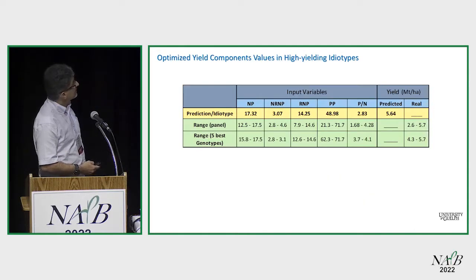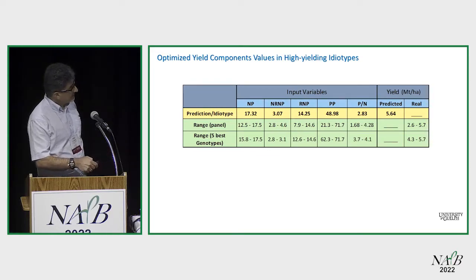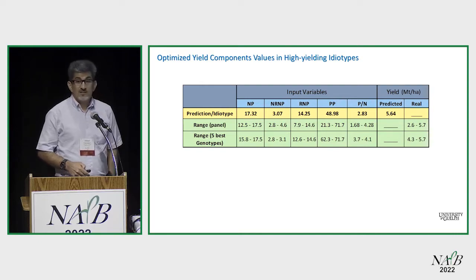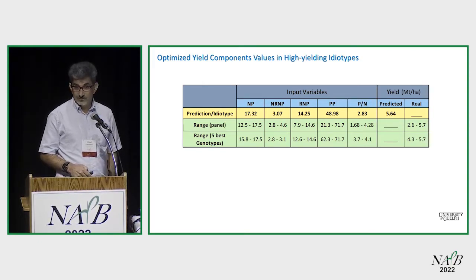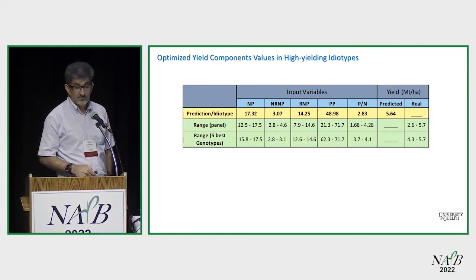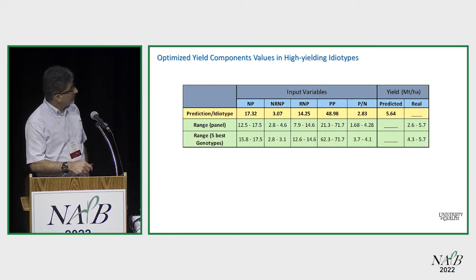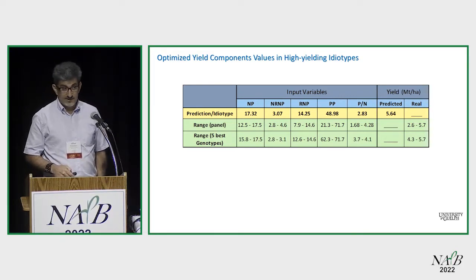Doing this, we were able to design an ideotype with 5.64 tons per acre, about 83 bushels per acre, in which the yellow part is the optimum value for those yield components in this study.